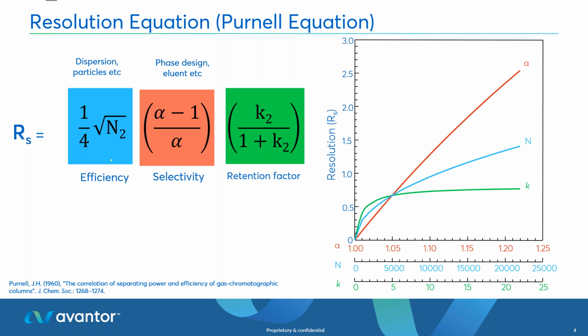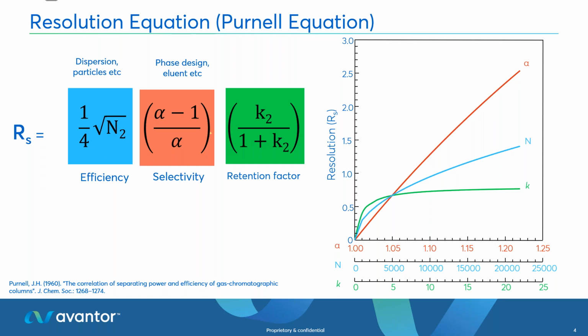And ideally, we want that value to be 1.5 or higher, which is showing a baseline resolution of 2 peaks. Ideally, you want to aim for 2 if you can when you're starting your method development. Sometimes you can't get that high, but 1.5 is at least the first peak touching the baseline before the second peak starts.